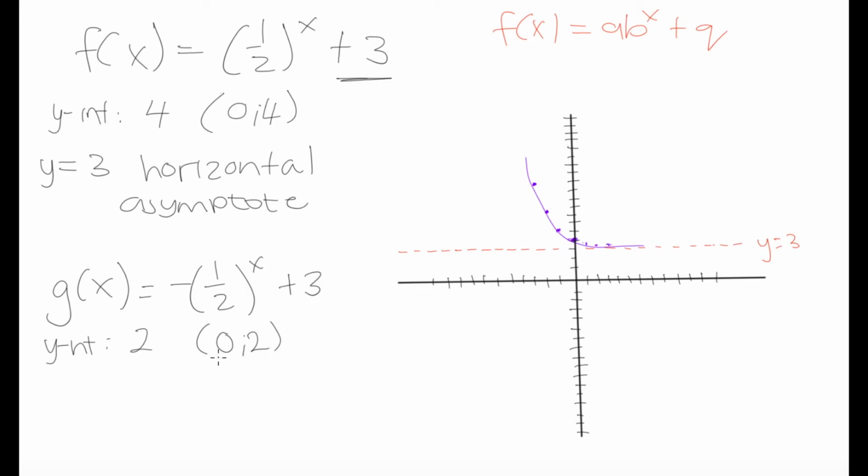Our horizontal asymptote is still going to be y is equal to 3. So y is equal to 3 is still our horizontal asymptote, and I'm just going to abbreviate that here. So we have the same horizontal asymptote here, although our y-intercept is now different. We have a y-intercept of 2. So let's take a second to put that y-intercept onto this plane. So our y-intercept of 2 is going to be right here. This is where y is equal to 2 and x is equal to 0.